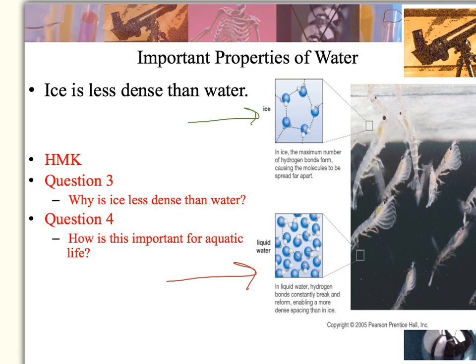So for homework, I want you to think about this. I want you to explain why ice is less dense than water. So you have to review the idea of density, how many atoms in a given space. And then question four is, how is this important for aquatic life? Why is it important that ice floats?